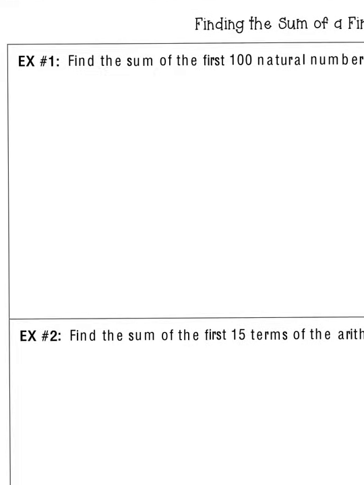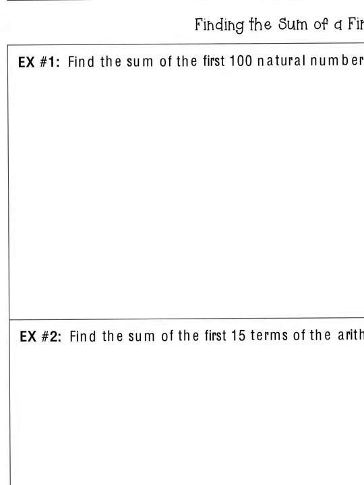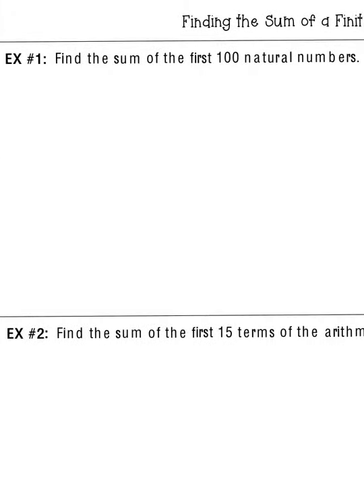So for example 1, it says, and a little bit of this is cut off, but you can still read it. Well, here, I'll move it over a smidge. There we go. So it says, find the sum of the first 100 natural numbers. So in order to use the sum formula, let's write it out again.